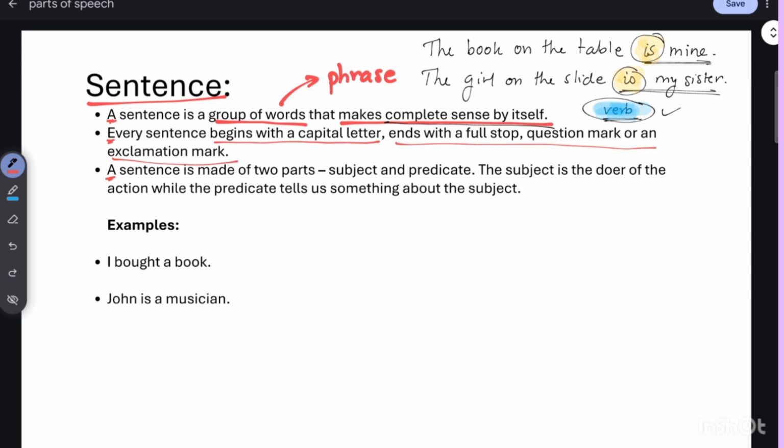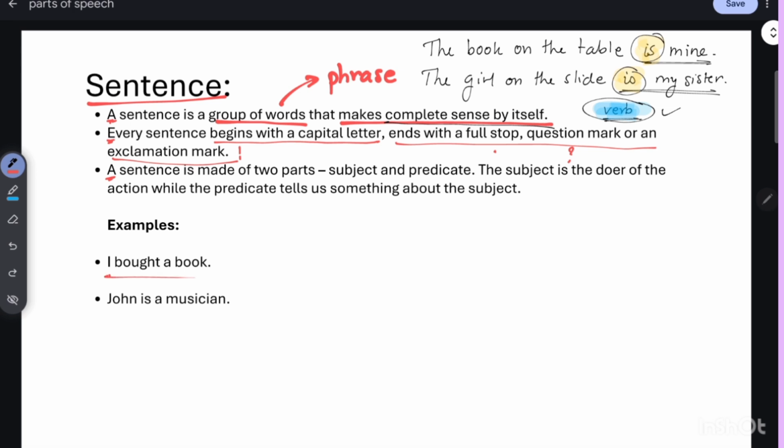These we will talk in detail when we are talking about punctuation, where to use what. Currently you just have to understand a full stop is similar to a dot, a question mark is this, an exclamation mark is a line with a dot at the bottom. Okay, let us look at some examples.